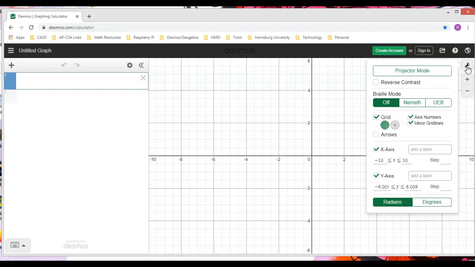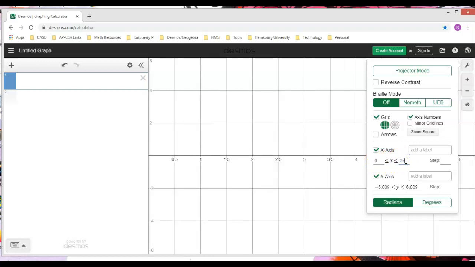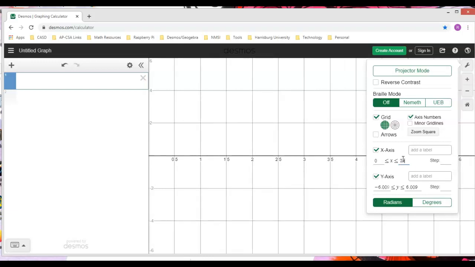So we click on this little wrench icon here, and coming down we're going to turn off these minor grid lines. Then under the x-axis we're going to change the smaller end to 0, and the larger end of this scale is going to be going all the way out to 2 pi. And let me do that again. Notice I type the 2 and then I literally type in the letters on the keyboard 2 pi, and when I hit the I, it turns itself into the pi symbol.